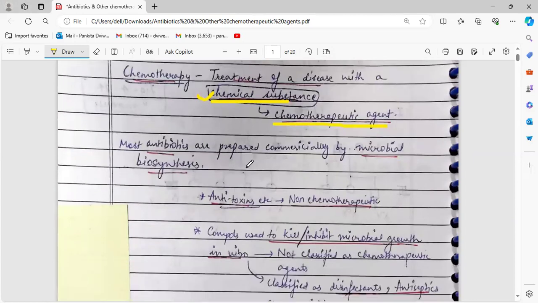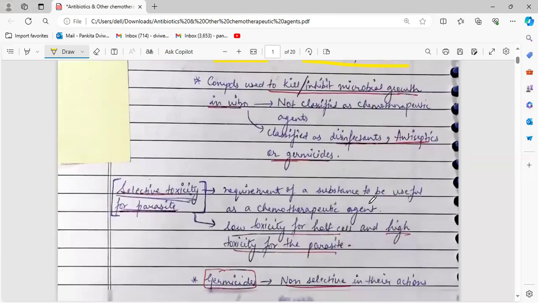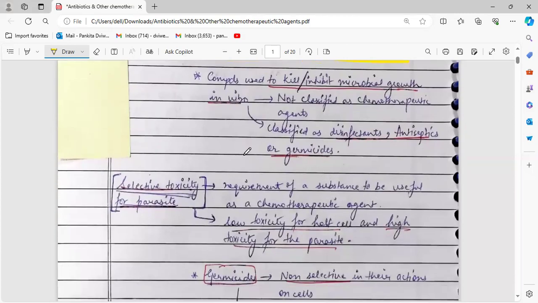Mostly the antibiotics that are produced commercially are produced by microbial biosynthesis. Antitoxins, etc., are non-chemotherapeutic in nature. The compounds that are used to kill or inhibit any kind of microbial growth in vitro, that is in laboratory conditions, are not classified as chemotherapeutic agents. They are classified as disinfectants, antiseptics, or germicides.